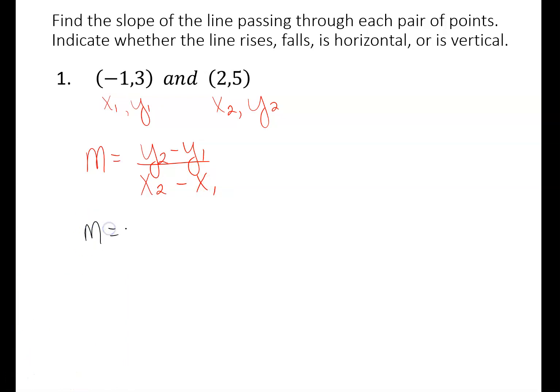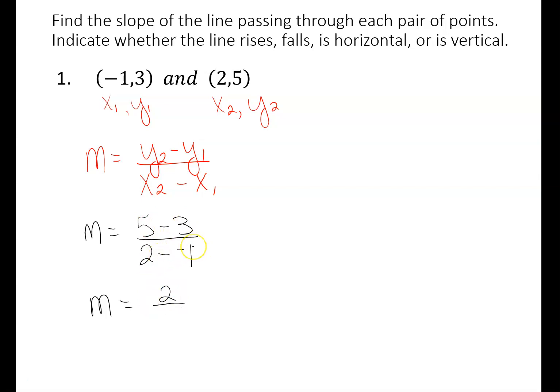Now we're going to substitute. So I'm going to start with my second y. I'm going to follow this formula exactly. Put y2 in first on the top. y2 is 5 minus y1. y1 is 3. So 5 minus 3 for the y's. Then I have to start with my second x since I started with my second y. So x2 is 2 minus x1 is negative 1. So make sure you get minus negative. You get the signs correct. And now we do those operations. 5 minus 3 is 2.